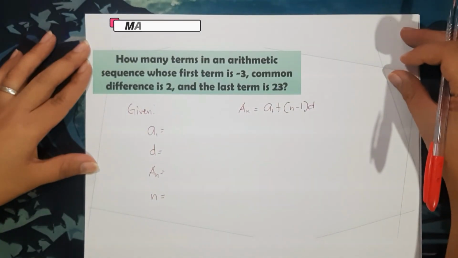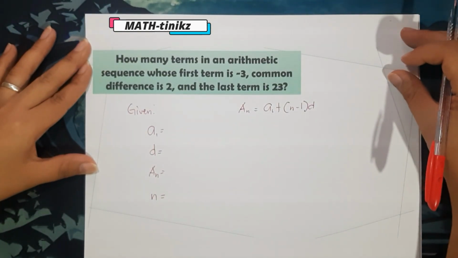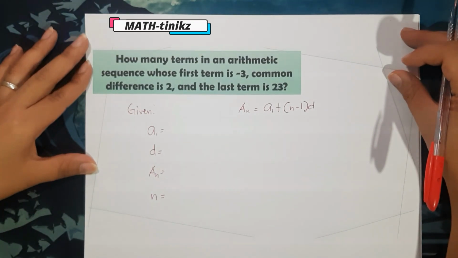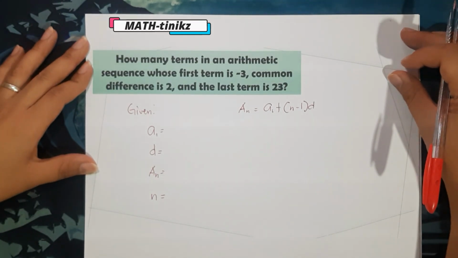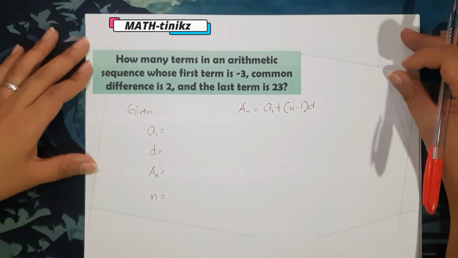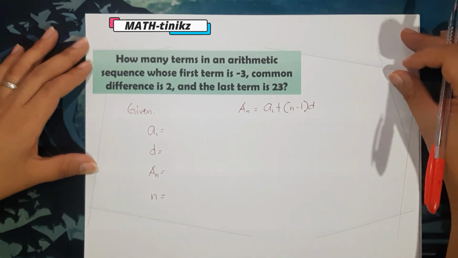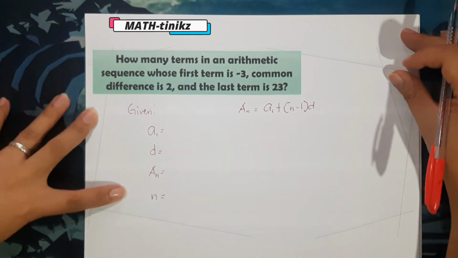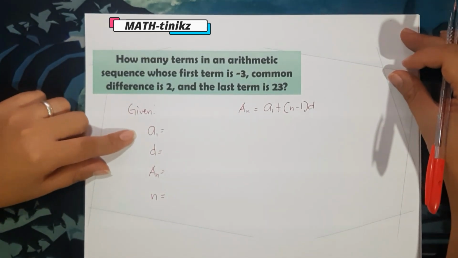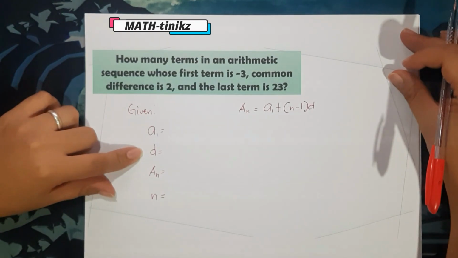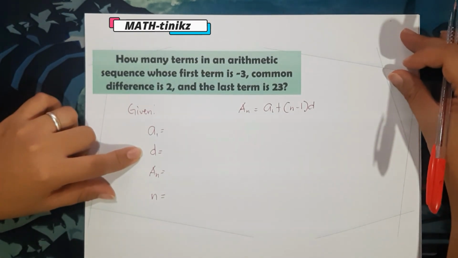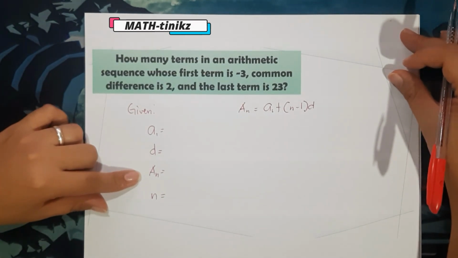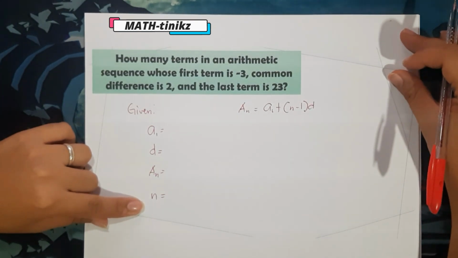Problem number 2. How many terms in an arithmetic sequence whose first term is negative 3, common difference is 2, and the last term is 23? Para hindi tayo malito, isulat muna natin lahat ng given. When we say a sub 1, this is the first term. D stands for the common difference. A sub n stands for the last term, and n is the number of terms or the term position.